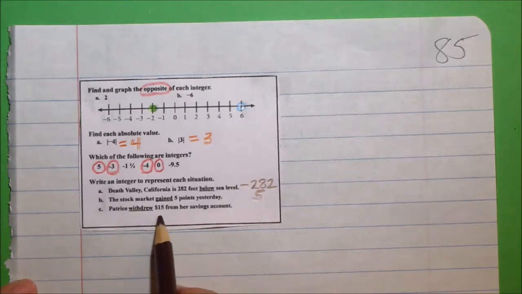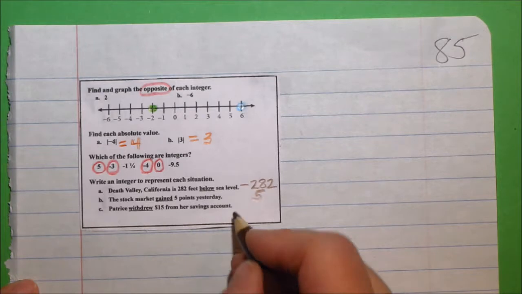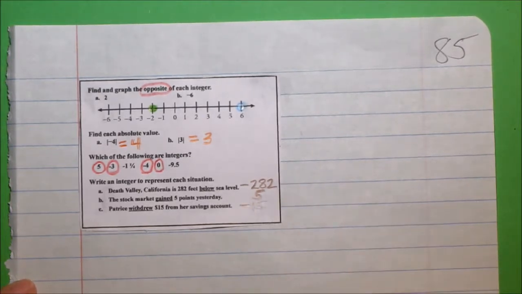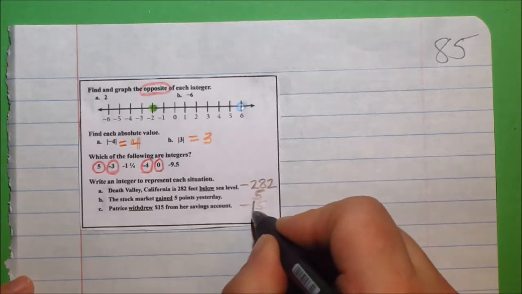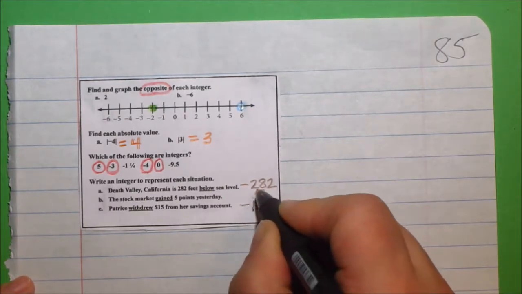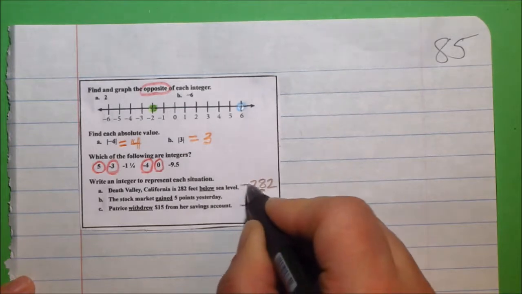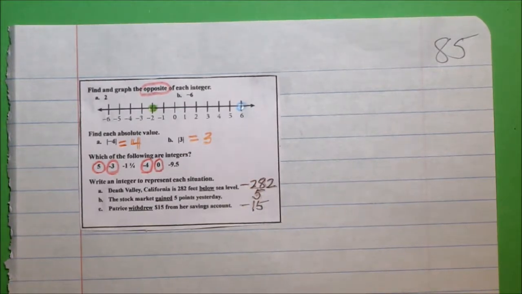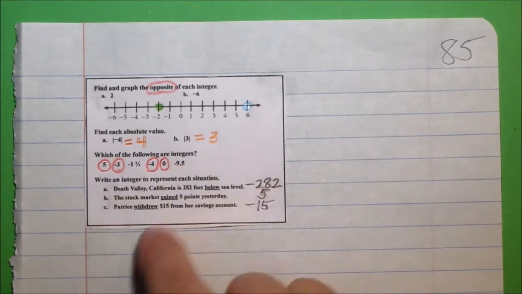Okay, Patrice withdrew $15 from her savings account. Withdrew is going to be a negative number. So it's negative 15. Oh, that's not showing up very well. I think I'll get my pen out here. Negative 15, 5, and negative 282. Shows up a little better, okay? That's how we would write just a simple integer for each one of those scenarios. Okay, you'll have similar things to all of this on your worksheet when you do that.